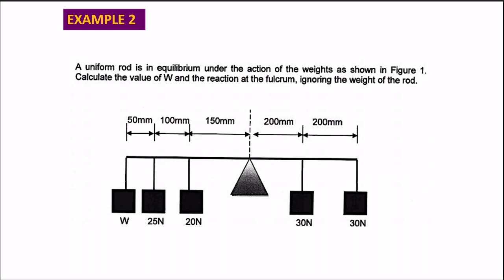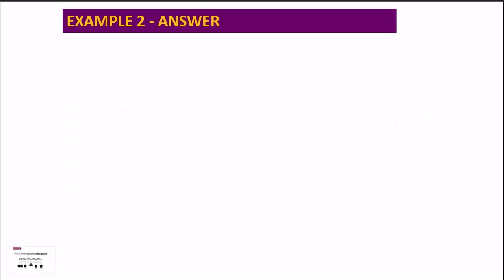Moving on, we go to example number 2. A uniform rod is in equilibrium under the action of the weight as shown in figure 1. Calculate the value of W and the reaction at the fulcrum. Ignoring the weight of the rod, meaning that kita tak perlu pedulilah pasal rod di atas fulcrum ini. Ignore sahaja. Kita just have to find value of W here.